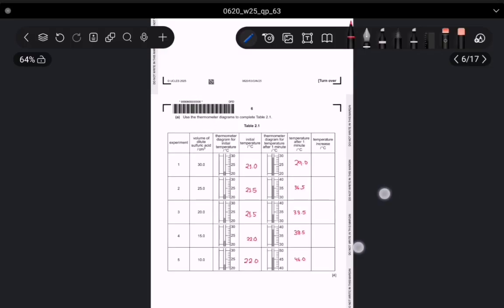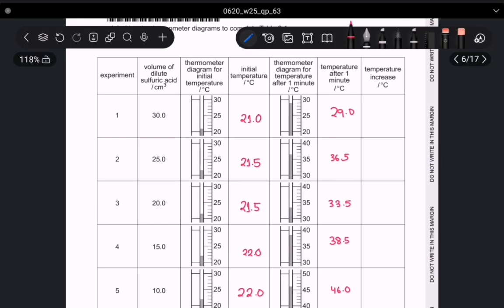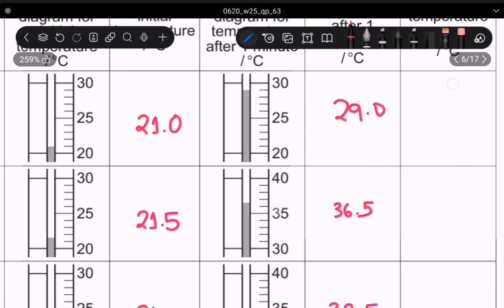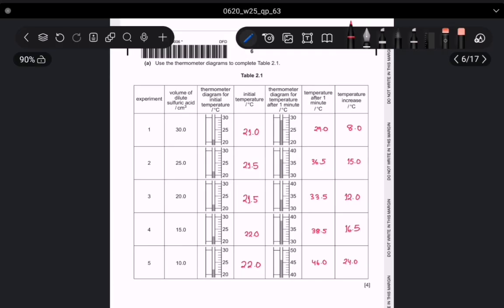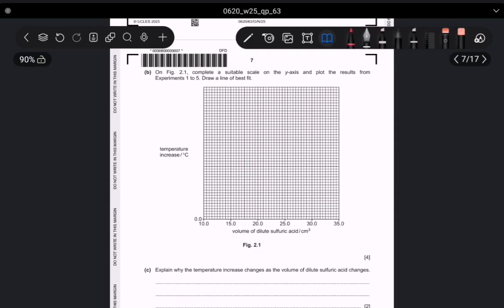Now the temperature increase, you're gonna calculate this. How do you calculate this? You're gonna use the help of your calculator, and you're gonna subtract the initial temperature from the temperature after 1 minute. Okay, so now I have calculated the temperature increase. This is what I've been getting. Now let's move on to the graph.